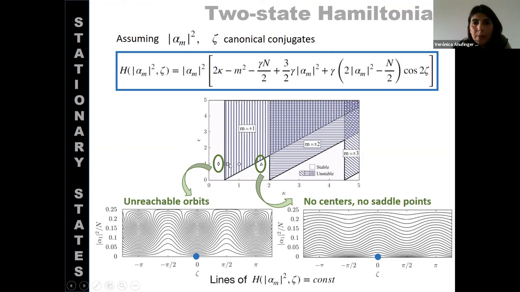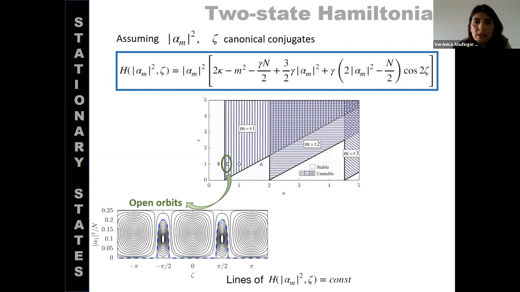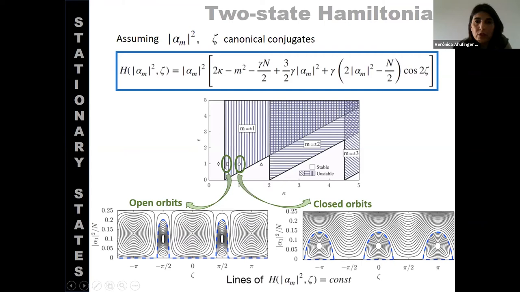Let's now see what happens with the other two points indicated in the figure that correspond to unstable solutions. The idea is the same. We plot the lines of constant h for these two sets of parameters, and what we find is that there are orbits that can be open or closed. These orbits correspond to Bogoliubov excitations of the stationary modes.